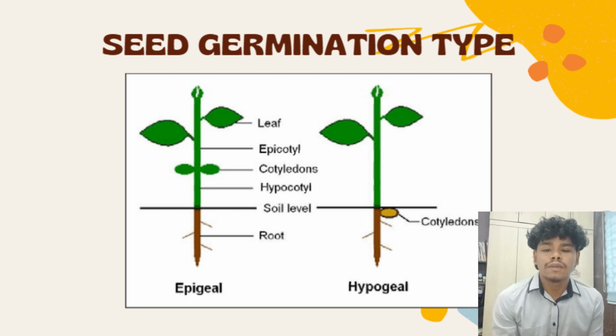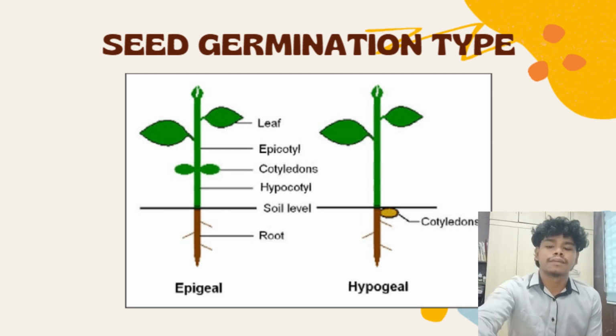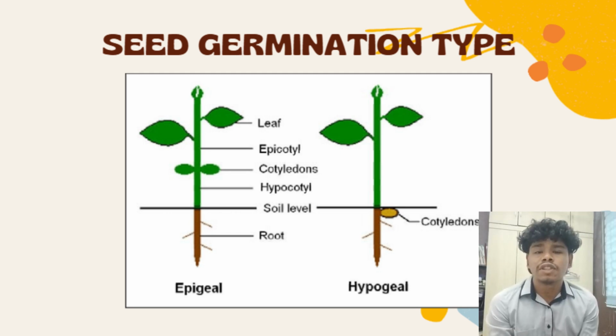And finally, let's move on to seed germination types. There are two types of seed germination, which are epigeal and hypogeal. In epigeal germination, the cotyledons are pushed above the soil. The seedling's hypocotyl elongates and lifts the cotyledons up. Cotyledons usually become green and photosynthetic.